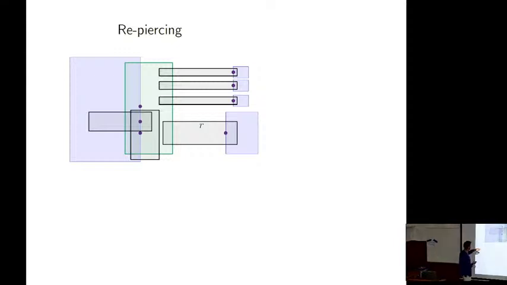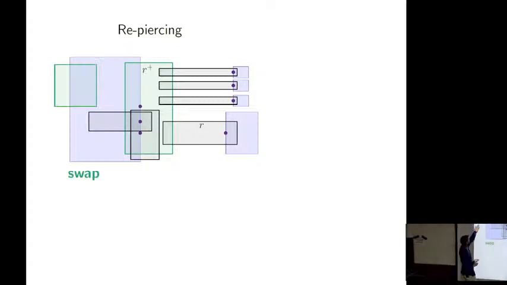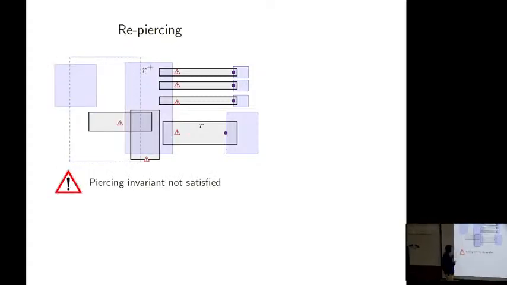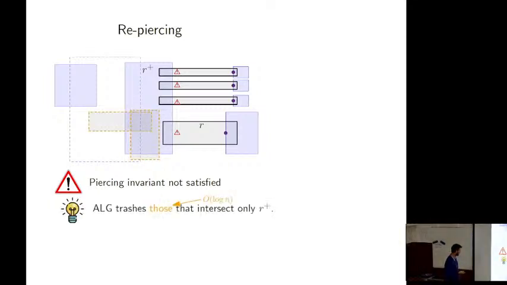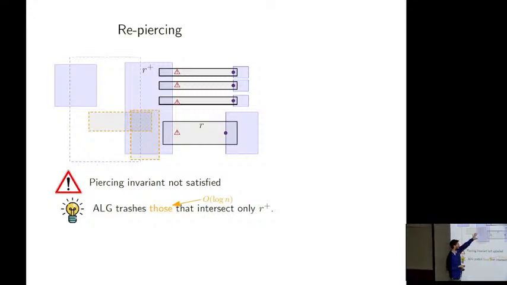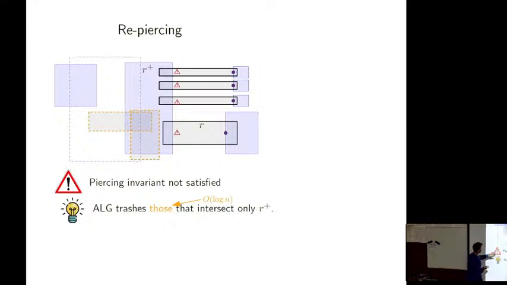Here, there is this green rectangle that arrives, and this green rectangle that arrives. So we do a swap, but now this guy is in the independent set, but here there is no point, here there is no point, and also here there is no point. So there is a problem. So what can we do? The first idea is that these guys, we can trash them, because we know it's a clique, and it has size log n. Because the independent set has increased in size, we are allowed to trash log n rectangles, so we'll do that. So for this one, it's okay.